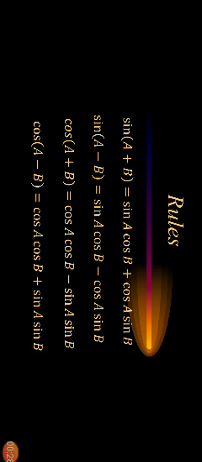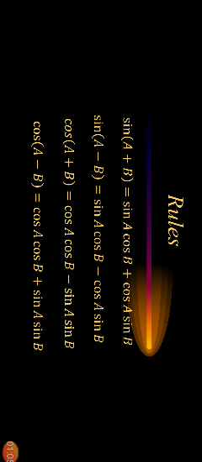First rule is the sine of the sum of A and B, which is sine A cosine B plus cosine A sine B. And sine of the difference is sine A cosine B minus cosine A sine B. Then cosine of the sum is cosine cosine minus sine sine. Take care, cosine of the sum has a minus, and cosine of the difference will have a plus. So cosine (A minus B) equals cosine A cosine B plus sine A sine B.